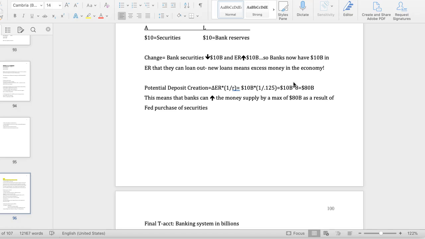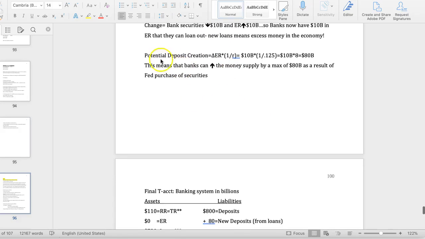That's what happened with COVID and the stimulus package. The government just pumped so much money into the economy by sending people checks that it led to inflation. There was more money chasing the same amount of goods. That leads to inflation. So how much money will be created by this $10 billion purchase by the Fed?